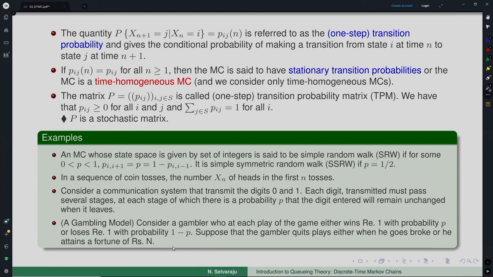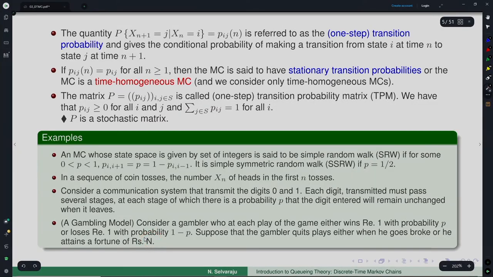Now suppose that the gambler quits his play either when he goes out of money or he attains a fortune of some rupees n. Suppose we assume that the opponent has an infinite amount of money, or we do not restrict it. But if he has a finite amount of money, then things will change, depending upon the assumptions that you are making. In that case, suppose both players put together have a total capital of N; then there will be another model.